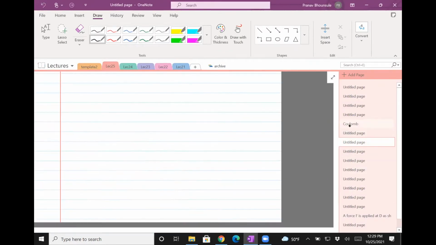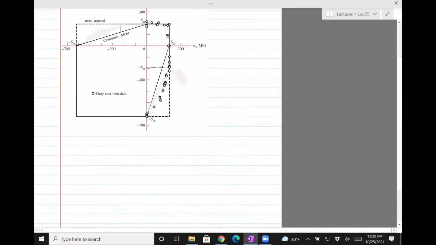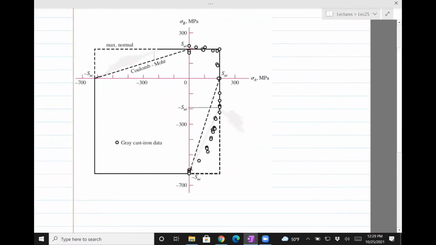If you do that, then you get these circles, which are shown here. These are plotted on the same sigma A, sigma B plot, and this is for a certain alloy. I'm blanking on which alloy this is. Okay, so the maximum normal stress theory is plotted here. It's basically going to be that square I showed you, but sigma ut and sigma uc are the coordinates which are used to draw it.